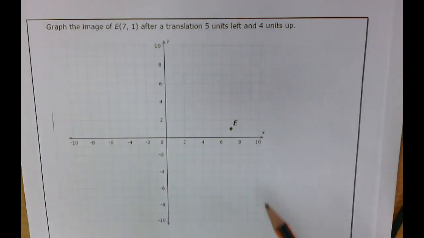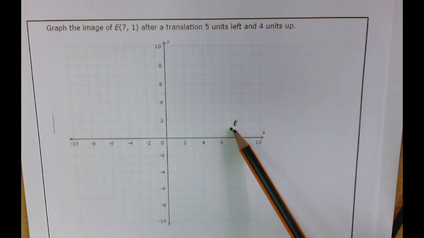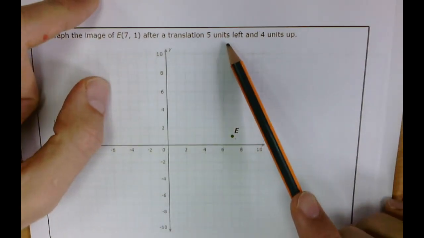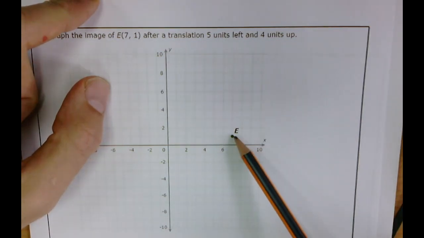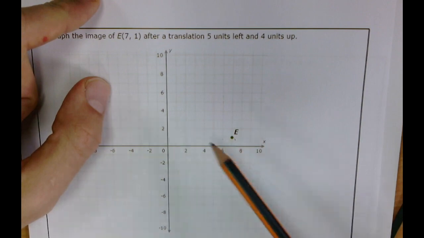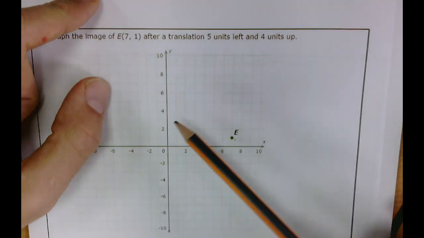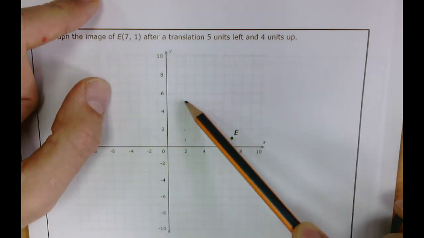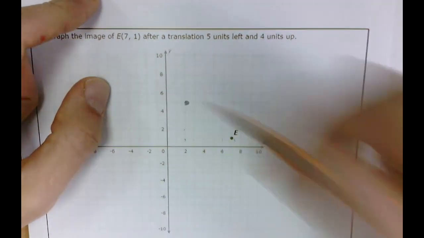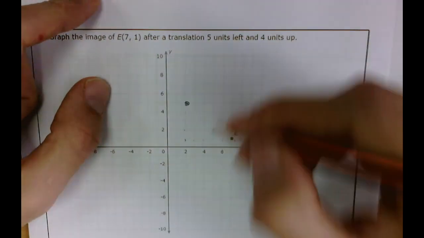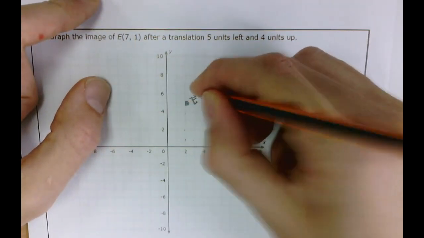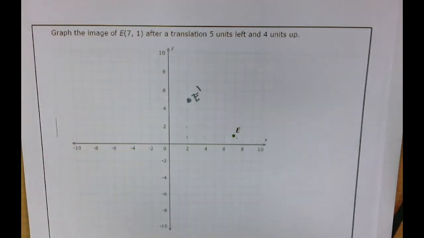Let's do another one. Again, our starting point is going to be the letter E. It says to go 5 units left and 4 units up. So we'll put our pencil on the letter E, and we're going to count 1, 2, 3, 4, 5. And then we'll count up 4 units. 1, 2, 3, 4. We'll put a dot when we've gone over left and then up 4. Next, I'll label my point with the letter E with a dash above it. This dash above it means that it's different from the original point E. In math, they like to call this prime, like Optimus Prime, except it's a prime letter.